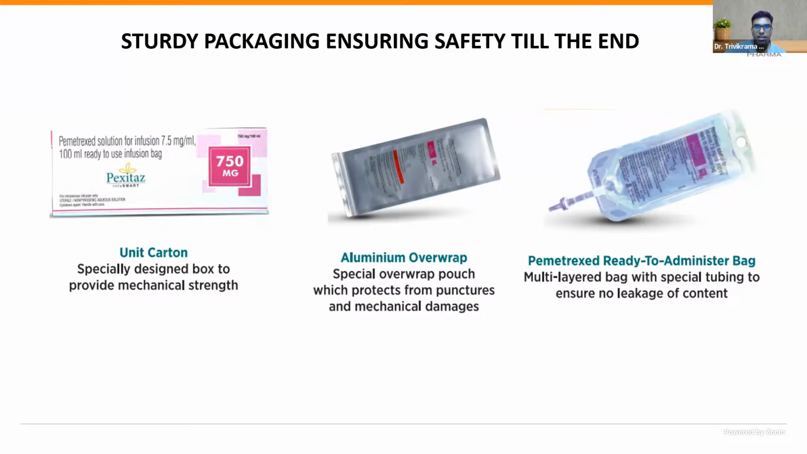It is a sturdy packing, ensuring safety till the end, almost similar to gemcitabine. It has the outer unit carton, which is a specially designed box to provide mechanical strength, and the aluminum overwrap, which is a special pouch that protects from punctures and mechanical damage, and the pemetrexed ready-to-administer bag, which is a multi-layered bag with special tubing to ensure there is no leakage of the content. Next slide.